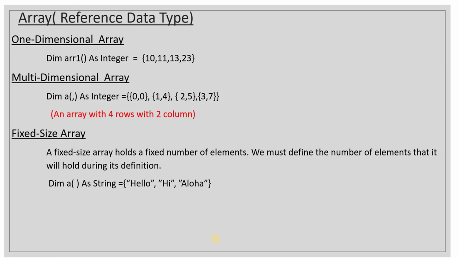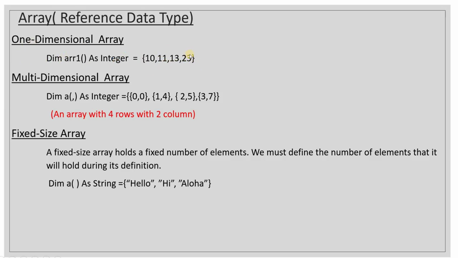Next, listen about the many terms: one-dimensional array, multi-dimensional array, fixed size array, dynamic array, jagged array. So we're discussing these terms. Okay. First is a one-dimensional array. That means single row and no column. Okay. Dim r1 as integer equals 10, 11, 13 and 23.